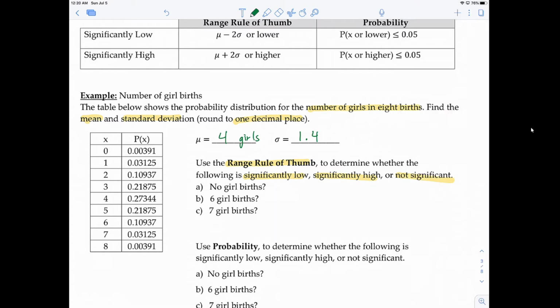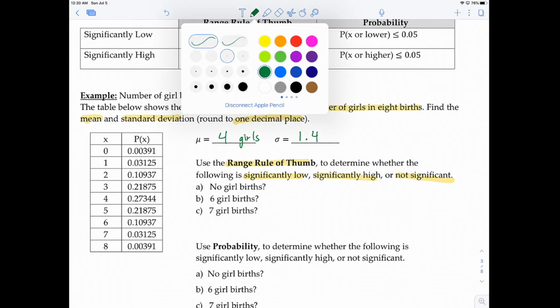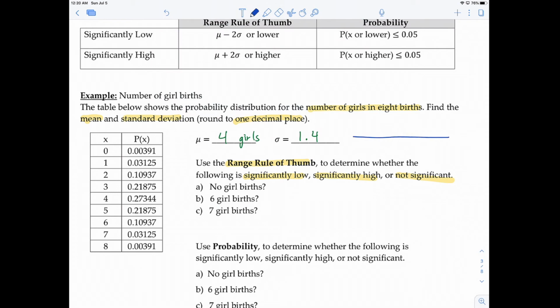Now to answer the real question, using the range rule of thumb, would the following be significant? No girls out of 8 births? What about 6 girls out of 8? What about 7 girls out of 8? Using the range rule of thumb, I'm going to draw a number line for the number of girls in 8 births. We know that it ranges from 0 to 8.